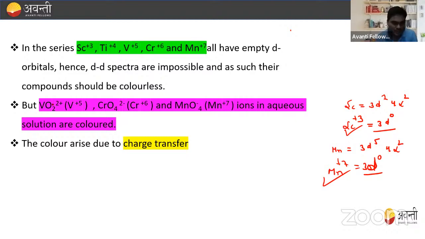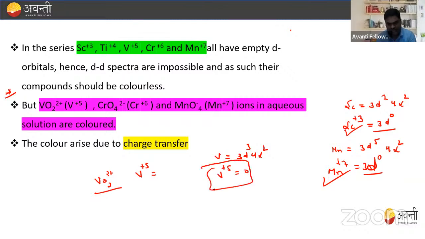But here is an important note, this note is very important. In the case of VO2 plus, vanadium is in the plus 5 oxidation state. So plus 5 means what? Vanadium normally is 3d3 4s2. So in the vanadium plus 5 oxidation state, it is 3d0 and no d-d transition is possible, so it is assumed to be colorless. But actually, VO2 plus is a colored compound.